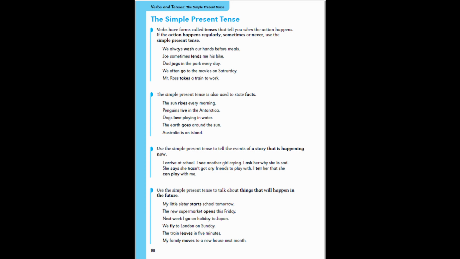Use the simple present tense to talk about things that will happen in the future. My little sister starts school tomorrow. The new supermarket opens this Friday. Next week, I go on holiday to Japan. We fly to London on Sunday. The train leaves in 5 minutes. My family moves to a new house next month.